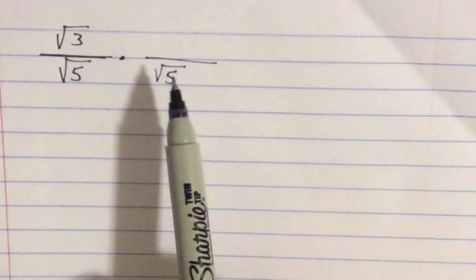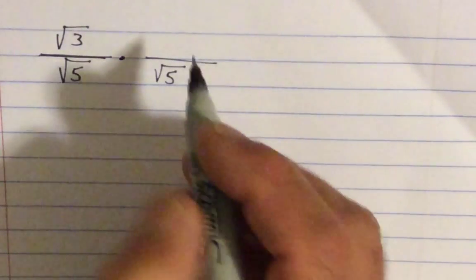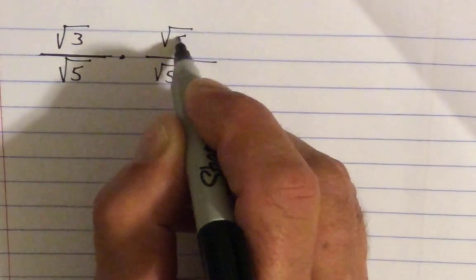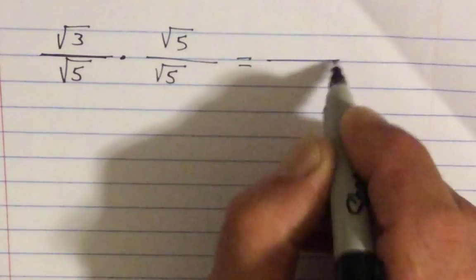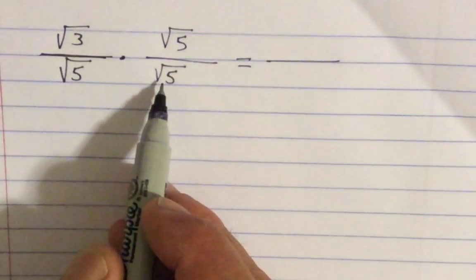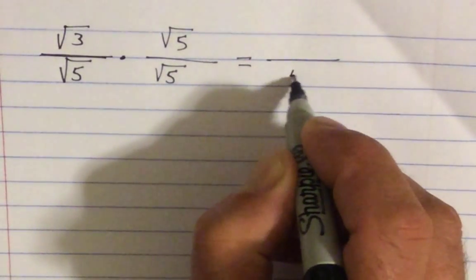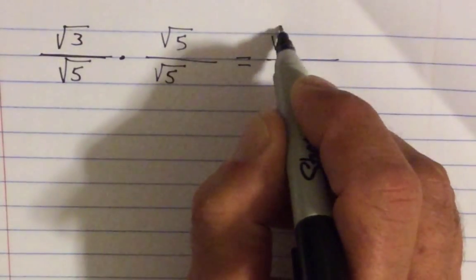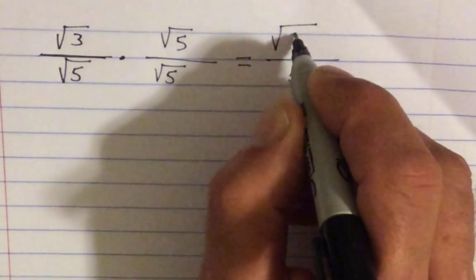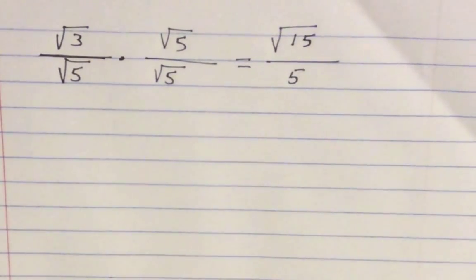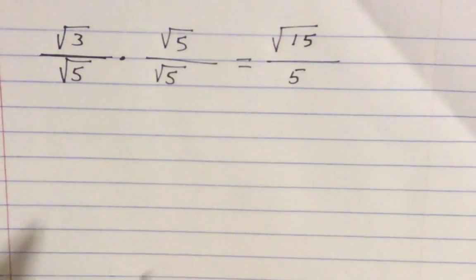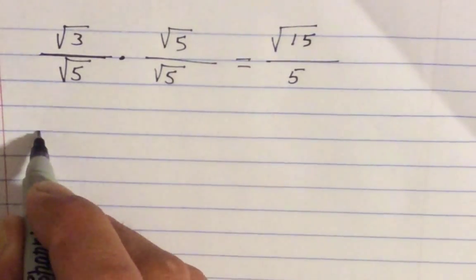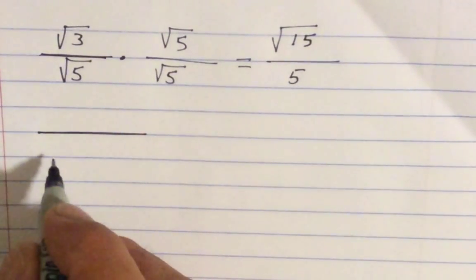Whatever you multiply the denominator with, you need to multiply the numerator with the same exact number. Now square root of 5 times square root of 5 is going to give you regular 5. So now it's a rational number. The numerator is going to be square root 3 times 5, 15. But today we're going to learn how to rationalize the denominator if it looks different. It looks something like this.